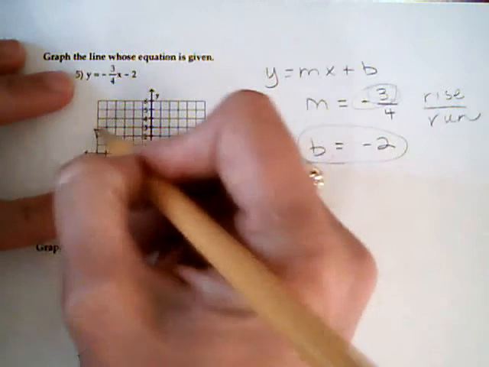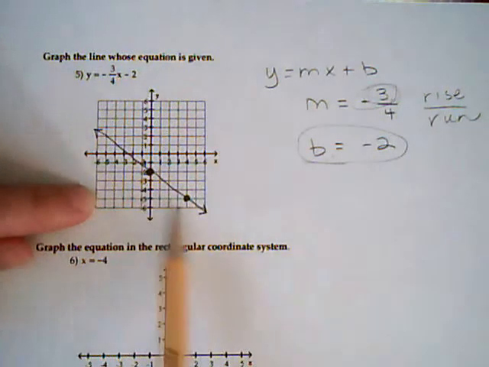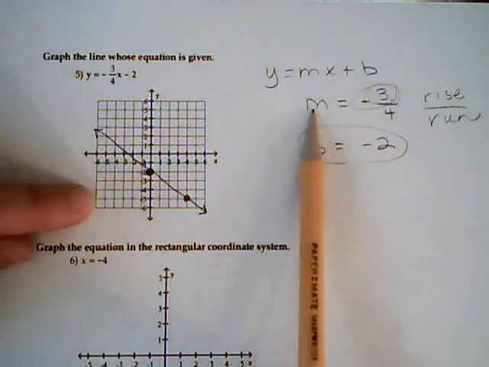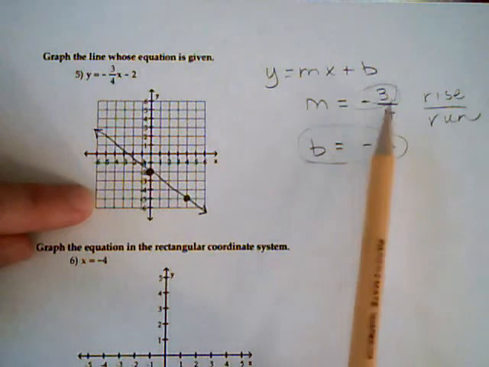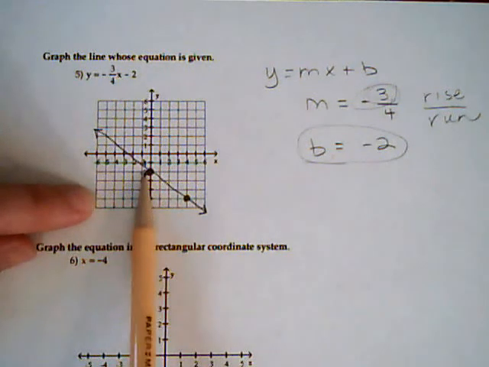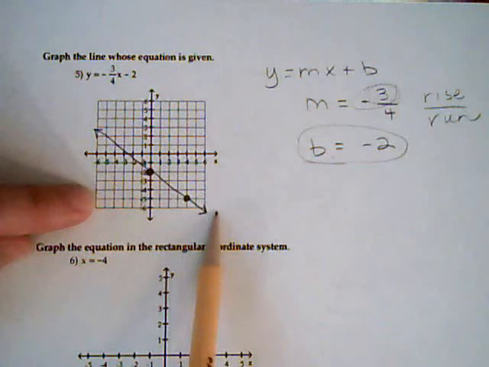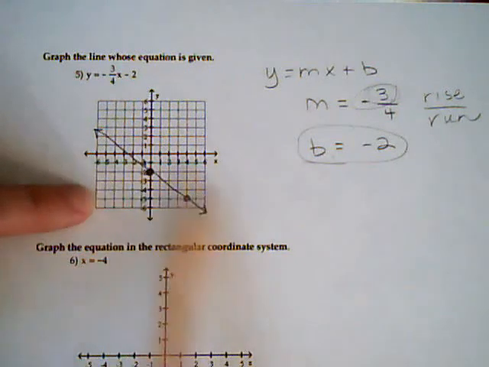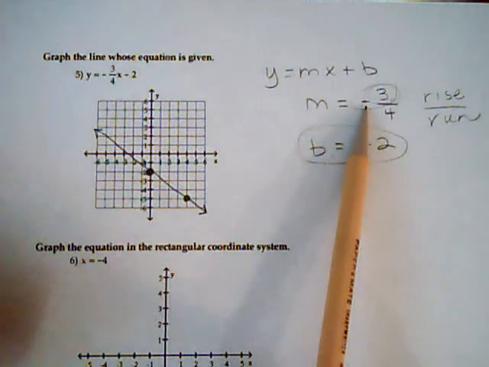So on the computer, if they ask you to graph using the y-intercept and the slope, then they're going to be looking to make sure you actually plotted that y-intercept first and then use your slope to count. So my line's going down because I had a negative slope.